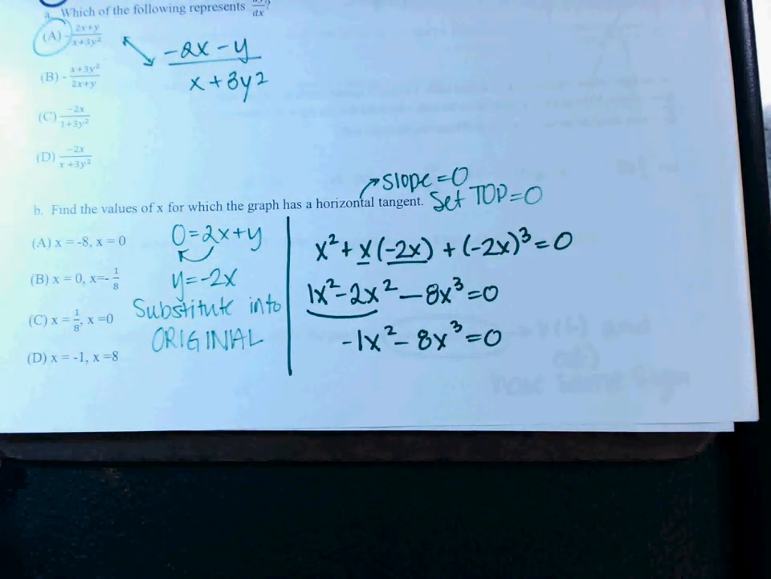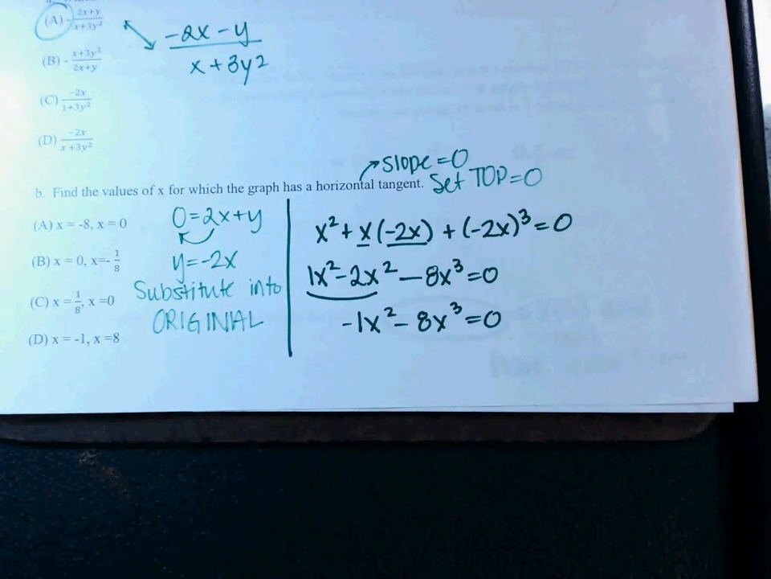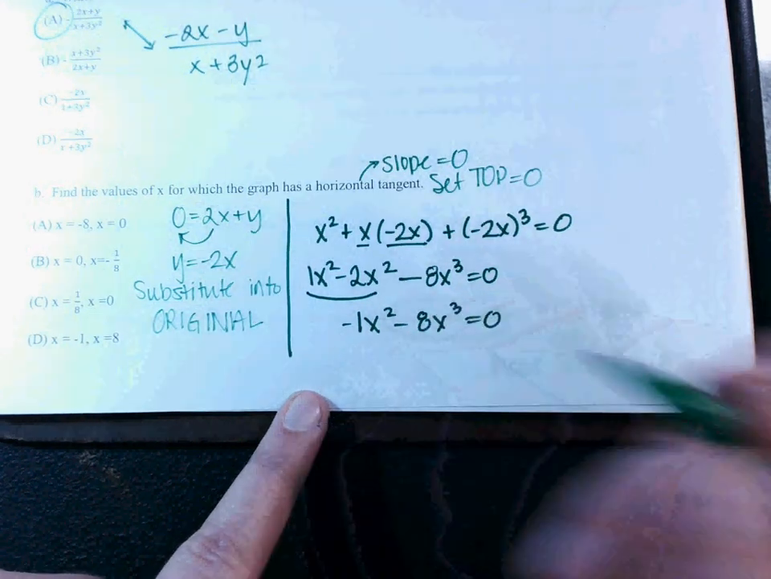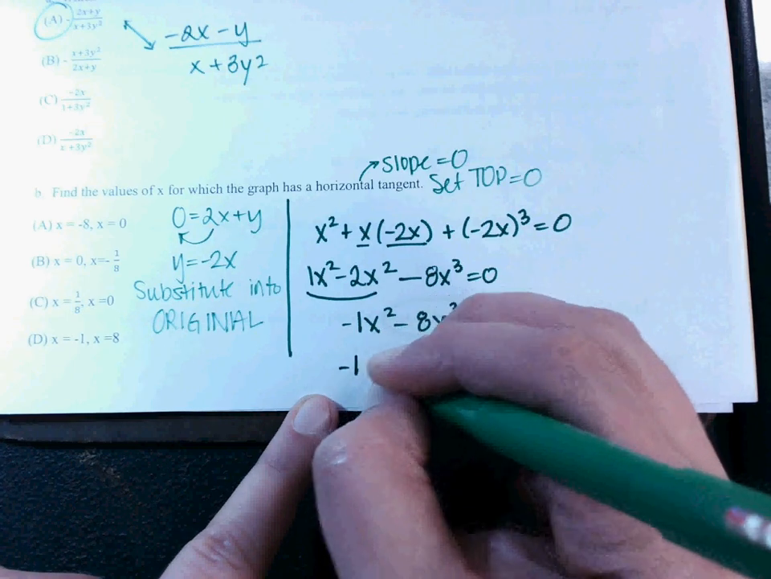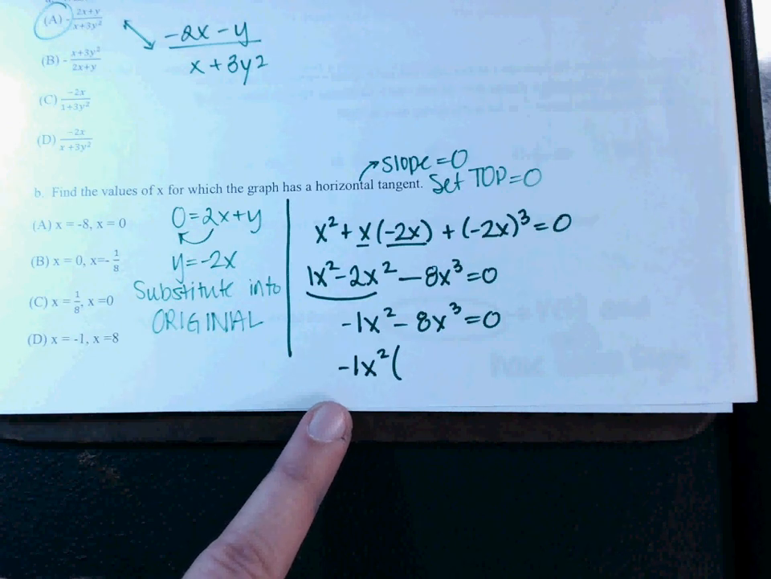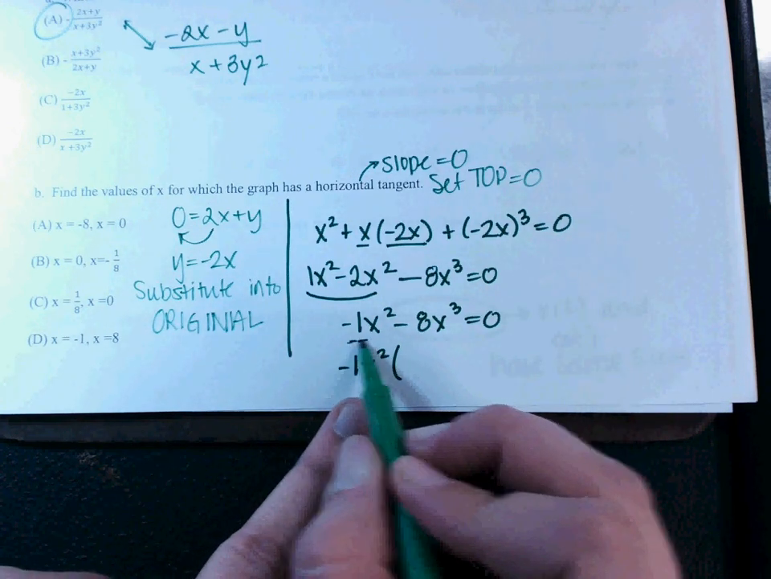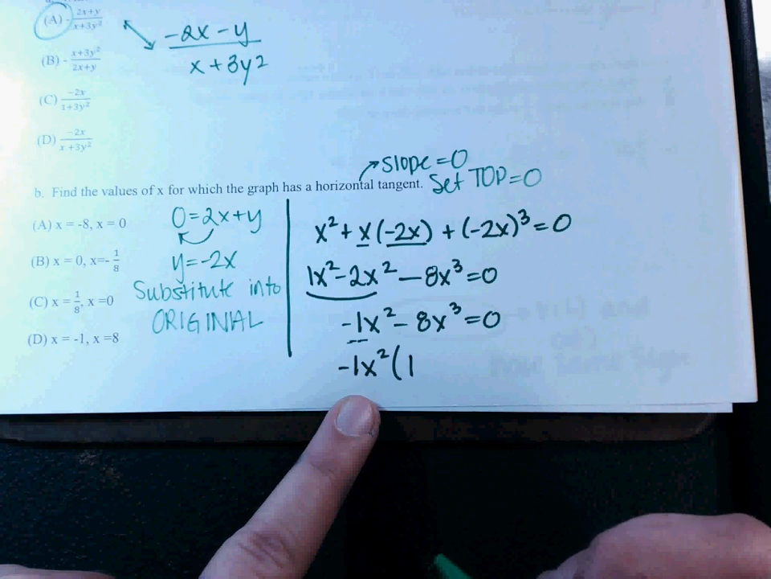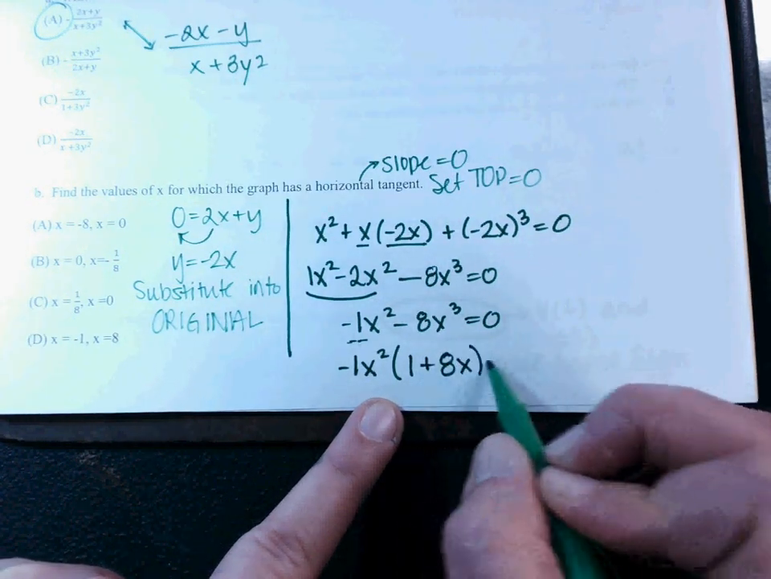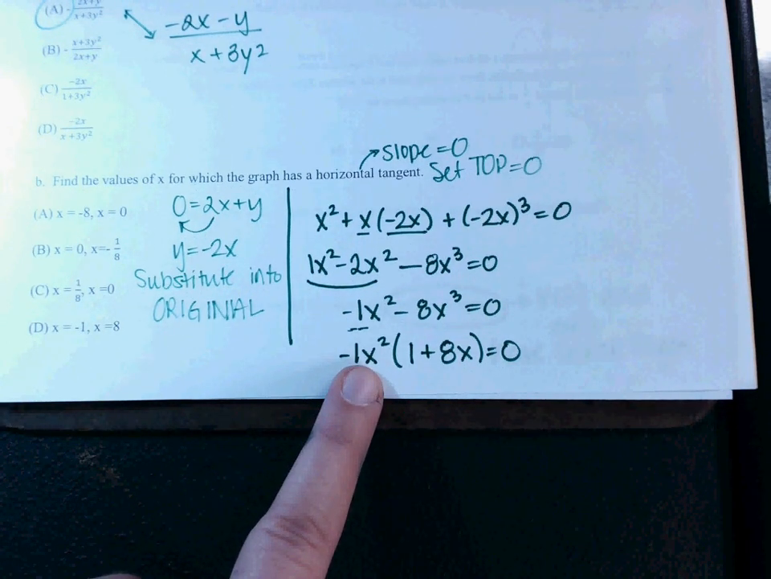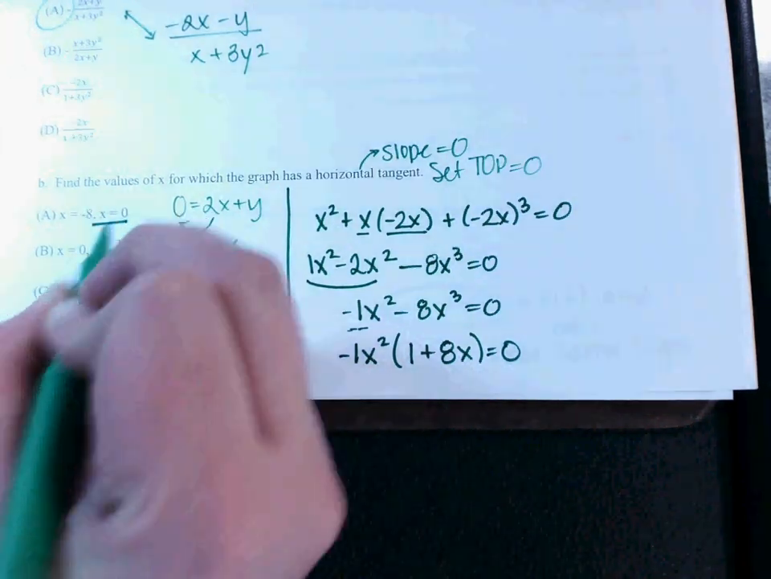Okay, from here you should solve by factoring, but it's not like a trinomial, it's a GCF. I can't take out a 2 because that's a 1, but I can take out an x squared. So negative 1 is going to come out, and then x squared is going to come out. What's left over? I have to leave a placeholder here. So I leave a 1, plus 8x equals 0. And then from there, if I have an x in the front, what's my first answer? 0. So this one, or this one.